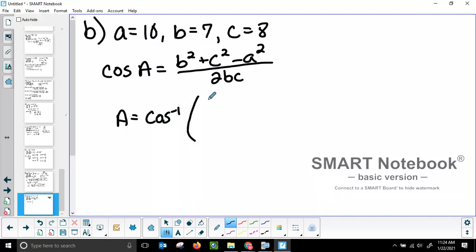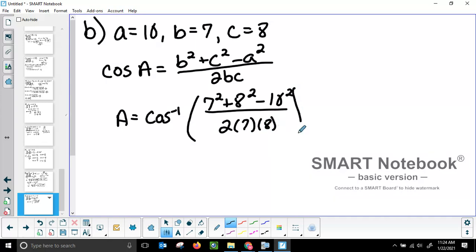All right, and then I just plug in my stuff. So 7 squared plus 8 squared minus 10 squared over 2 times 7 times 8. All right, and if we go ahead and plug that into our calculator, we will get 83.3 degrees.